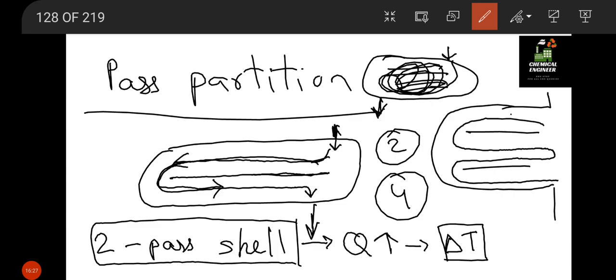I hope you are clear with it. In this video we have learned about designing of shell, various equations and methods of determining the shell diameter, and then the approximate equation for calculating the bundle diameter, and then the shell side pass partition plate. So this is all about this first video. In the next video we will discuss the baffles.